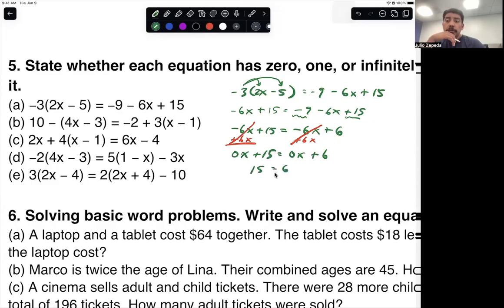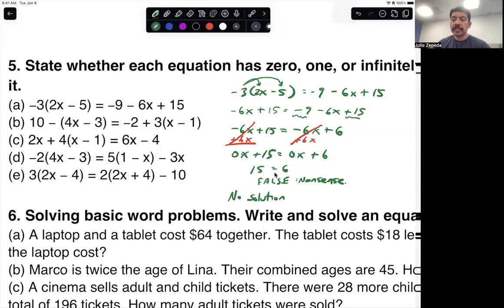Okay, so we've tried to solve for x. The x's just all canceled out in the process. And we got a statement that says the number 15 is equal to the number 6. Right, and so that's just not true. This is a false statement. We could say this is nonsense. 15 is not equal to 6. And what this implies is that there is no solution.